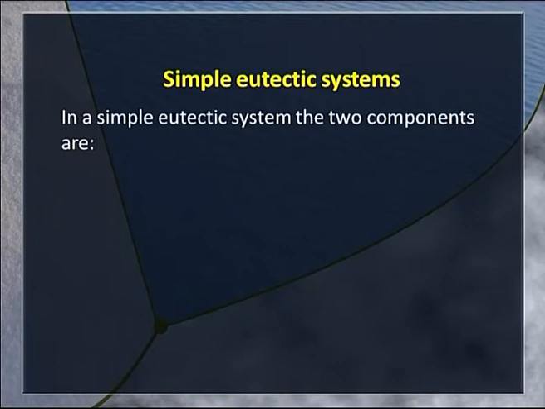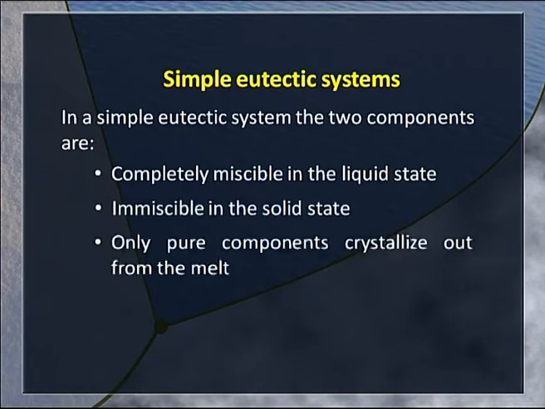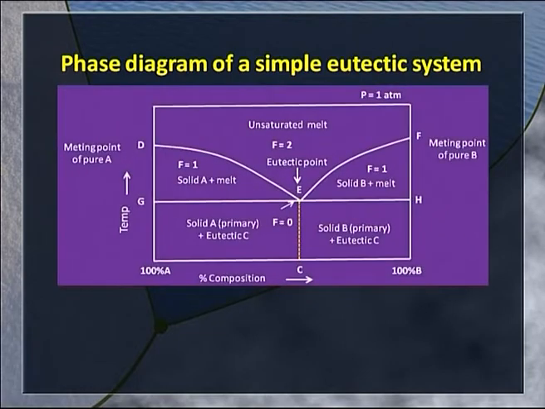So, let us now take up very important systems, the simple eutectic systems. To form a eutectic system, the two components are completely immiscible in the solid state, and if we cool the melt, only pure component A or pure component B crystallizes out. Let me start with the simple eutectic system. This is the phase diagram of a simple eutectic system.